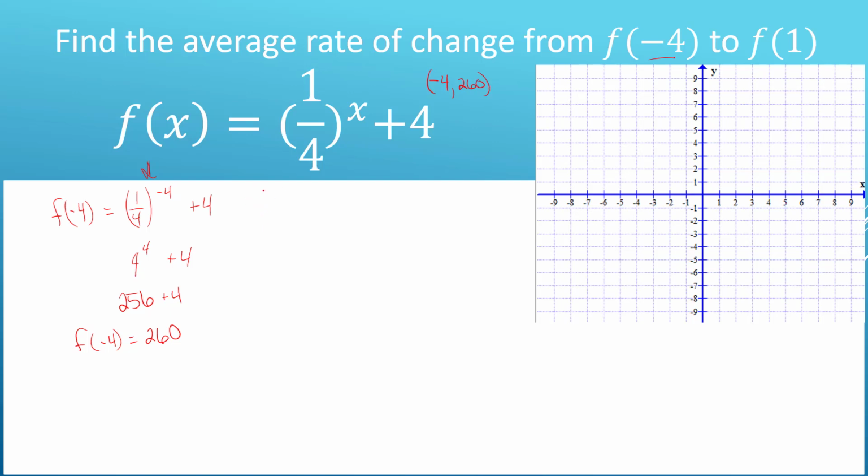Let's find the other. F of 1 equals 1/4 to the first power plus 4. Well, 1/4 to the first power is 1/4 plus, I want to add something to a fraction, so I want a common denominator. The common denominator is 4, so I need to multiply 4 to 4 to get 16/4, which is the same as 4. And that's going to equal 17/4.